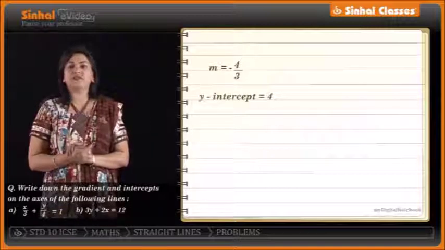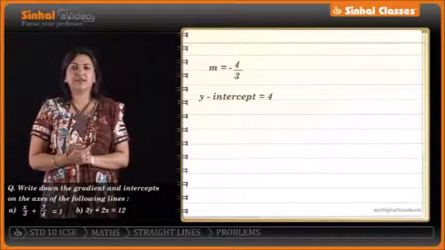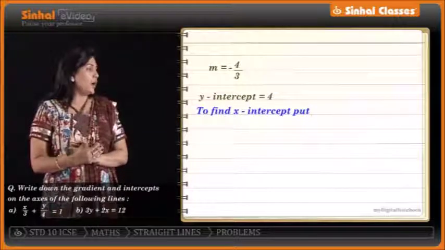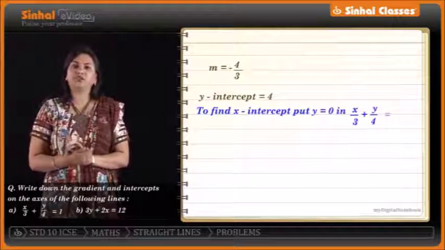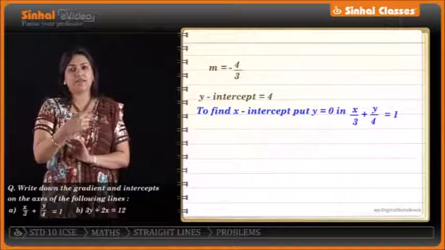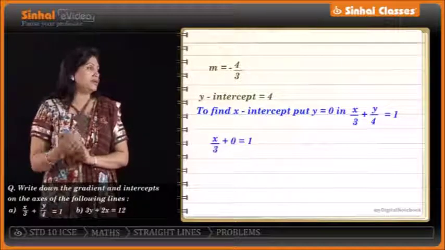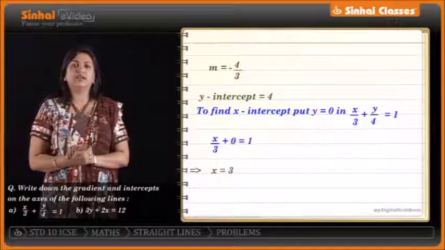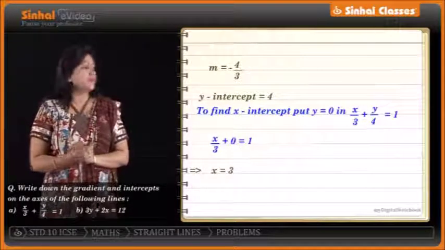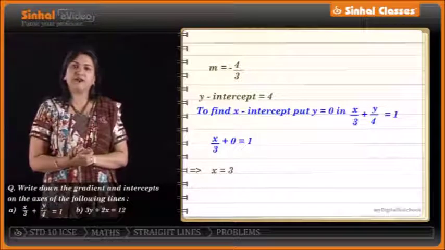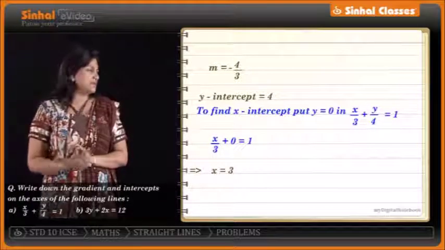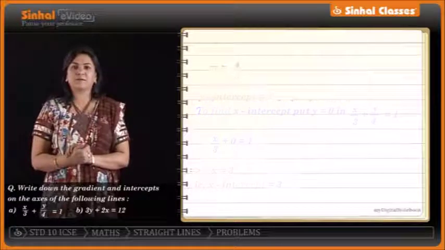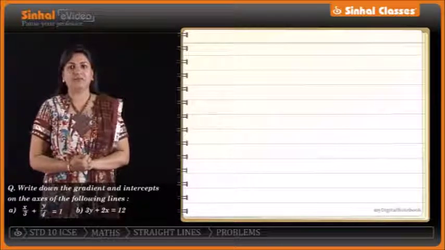Now we are also asked to find the x-intercept. To find that, we will substitute y as 0 in the equation of the line. We have x by 3 plus 0 is equal to 1. That is, x is equal to 3. So in the first part, we have the slope is minus 4 by 3, the x-intercept is 3 and the y-intercept is 4. Now we take the second part.